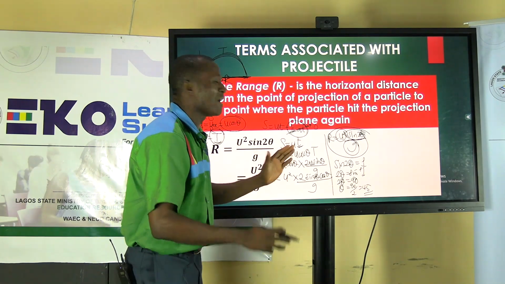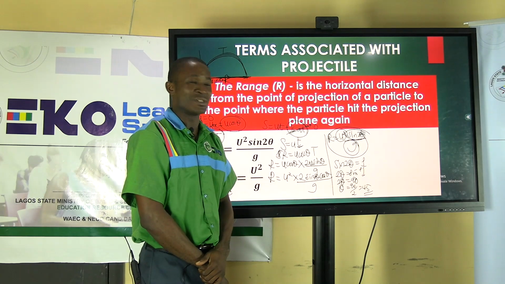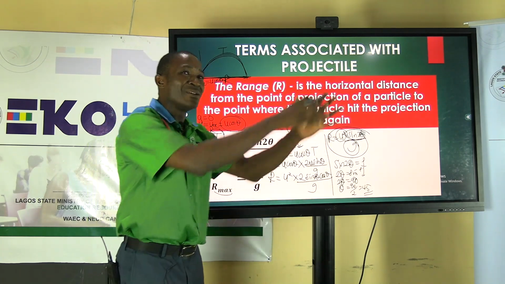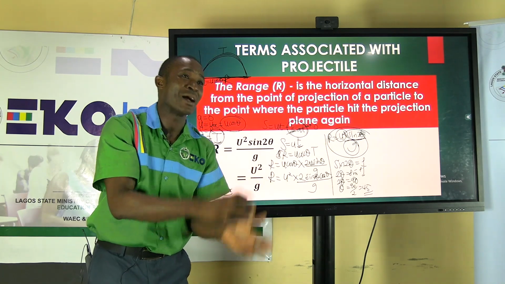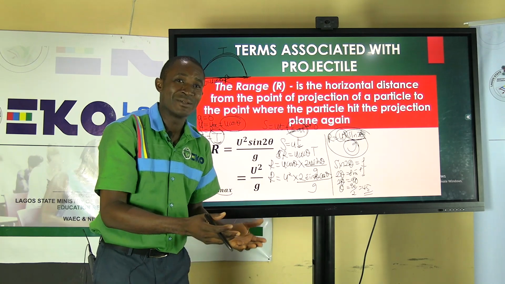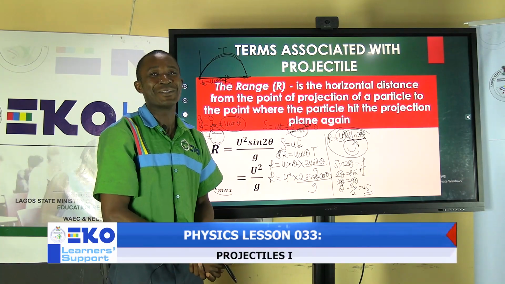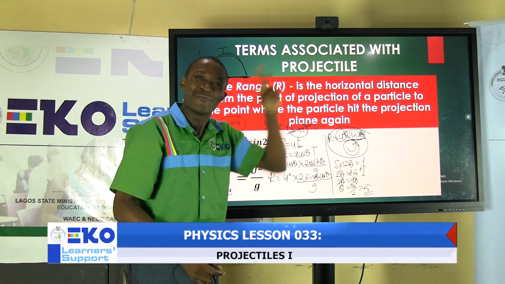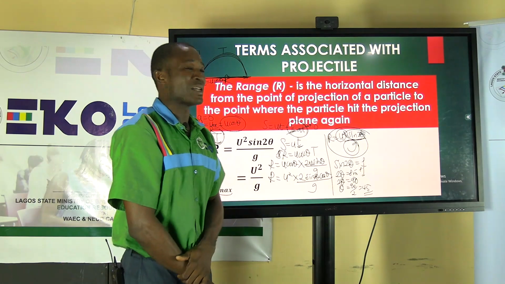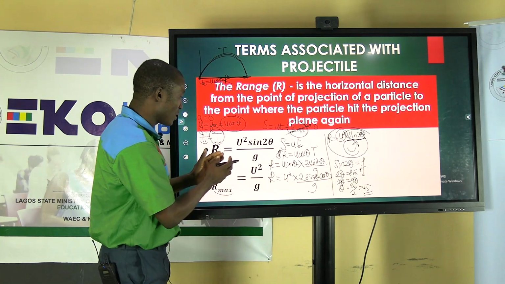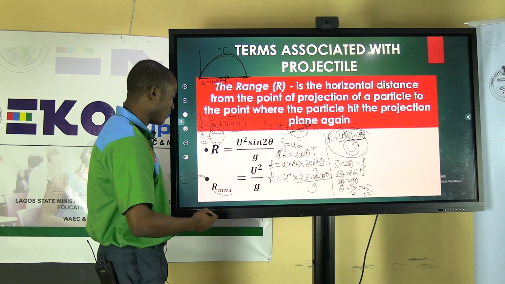At what angle will you have the maximum range? This is what you have just seen. That is at angle 45. So once you want to have the highest range, just shoot your ball. If you're a goalkeeper, or you want to project a missile, just direct it at angle 45. It will travel the farthest for the same u, this initial velocity, and for the same acceleration due to gravity. So I'm sure now you understand how we arrive at range and how we arrive at the maximum value of the range.